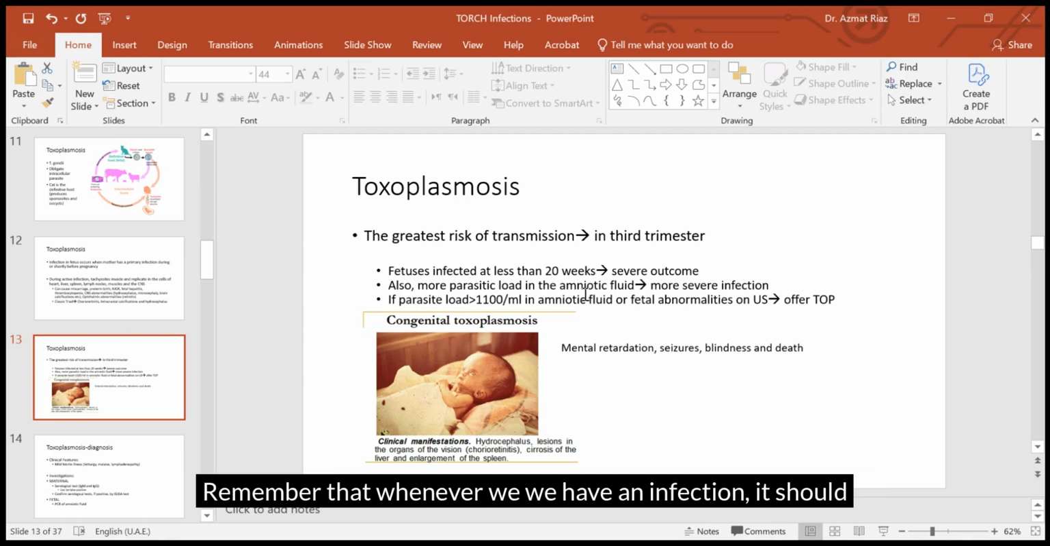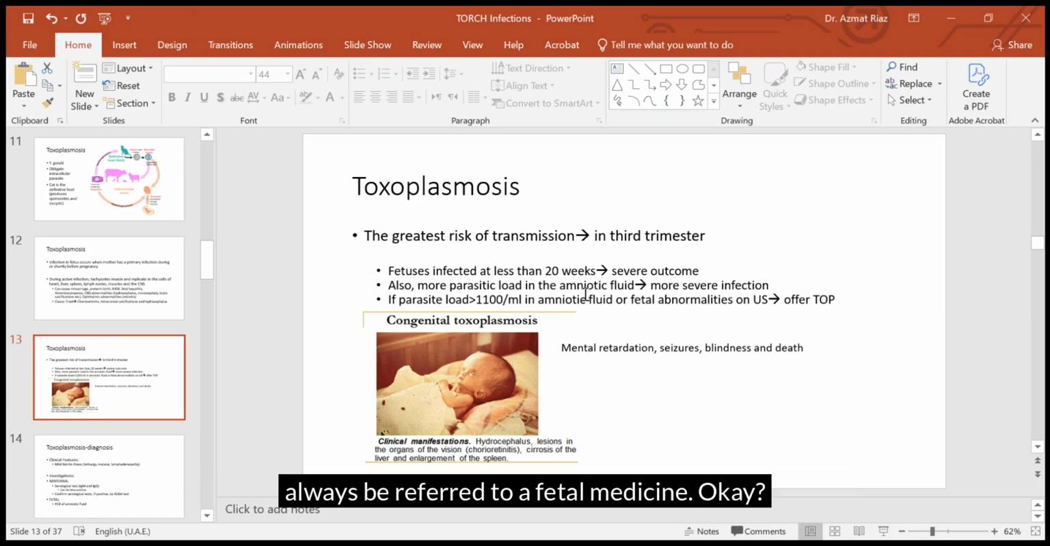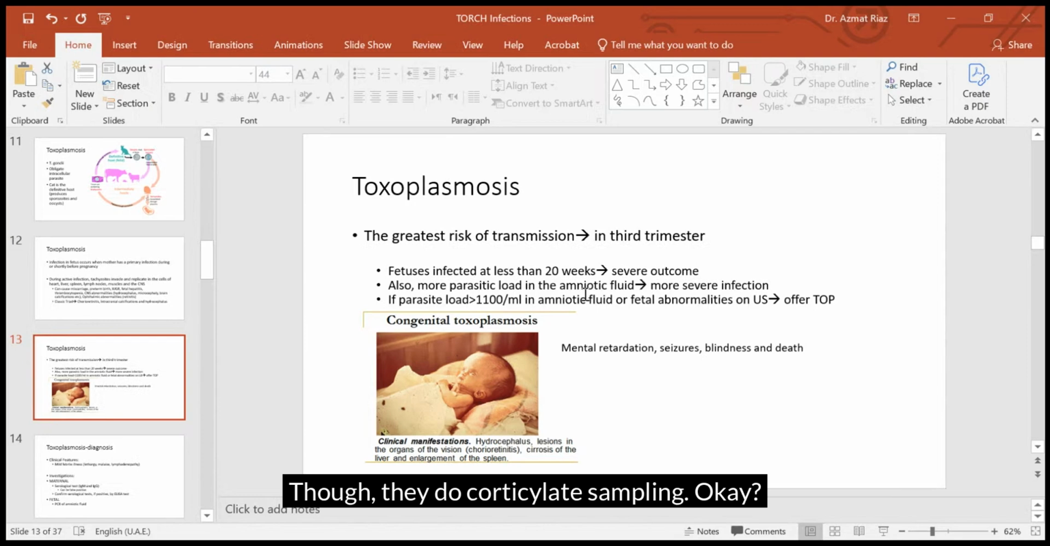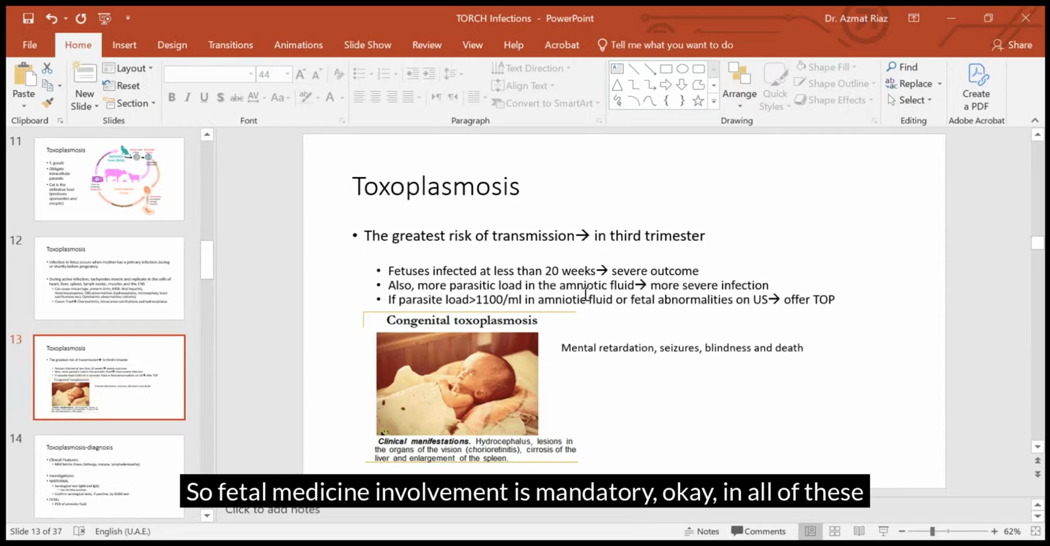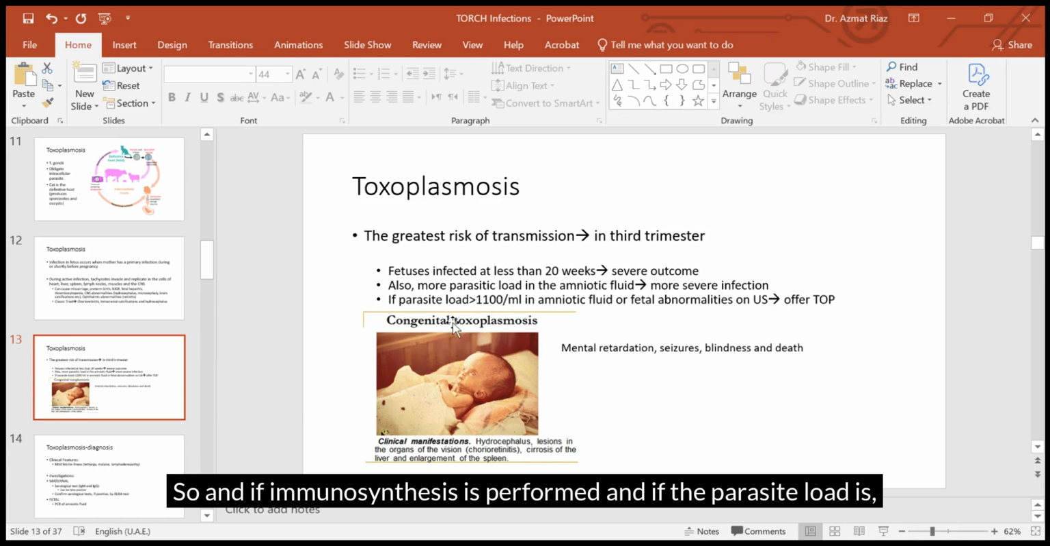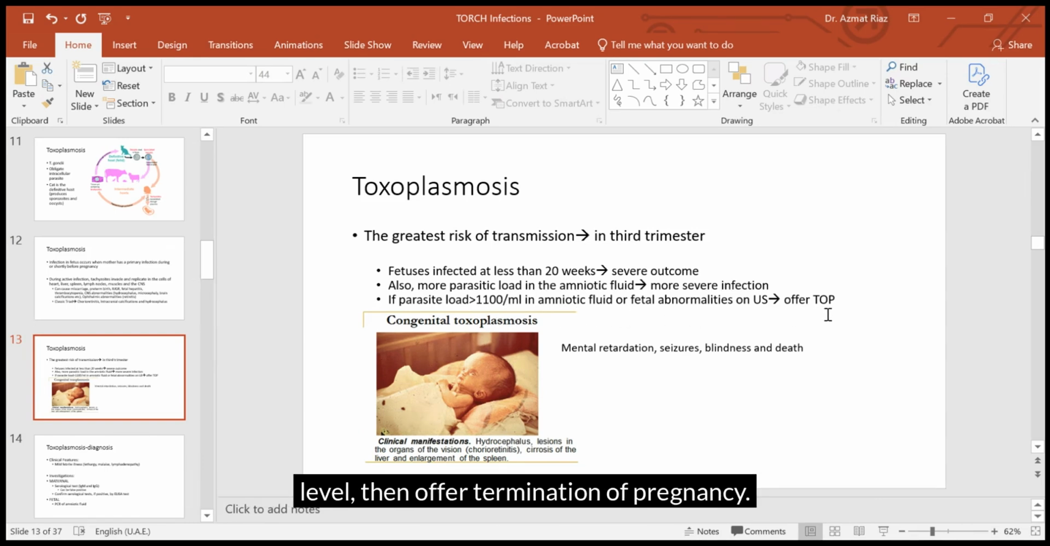Remember that whenever we have an infection, it should always be referred to fetal medicine. Fetal medicine people do amniocentesis, cordocentesis, and chorionic villus sampling. So fetal medicine involvement is mandatory in all of these infections. Also, if amniocentesis is performed and the parasite load is beyond a certain level, you don't need to remember the level, then offer termination of pregnancy.